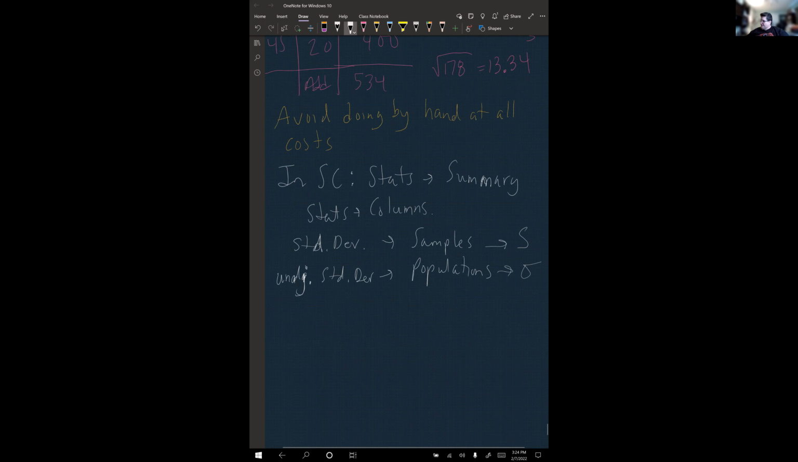And these are related to something called variance. Variance is just standard deviation squared. So we've got s squared or sigma squared.